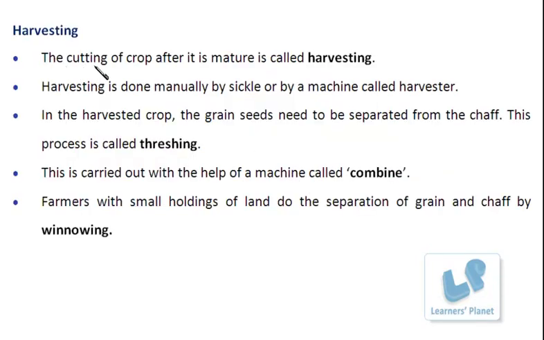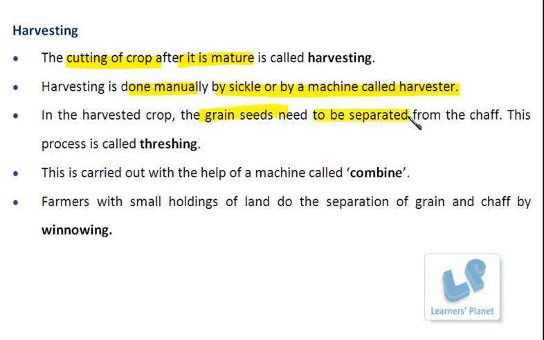Harvesting is defined as the cutting of the crop after it is mature. It can be done manually with the help of a sickle, or with a machine known as a harvester, or again by using large-scale machines. In the harvested crop, the grain seeds need to be separated.